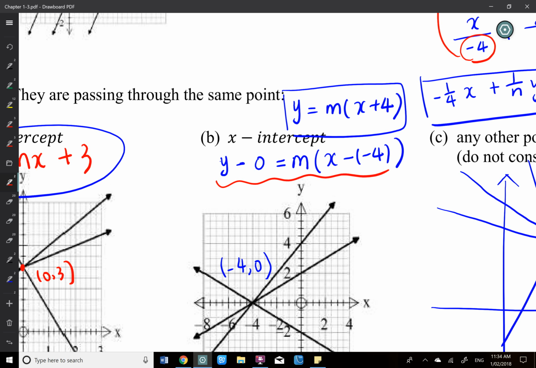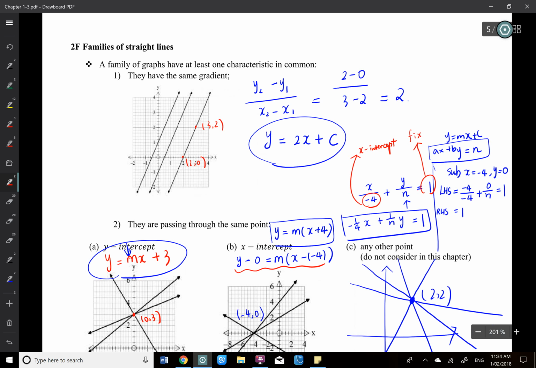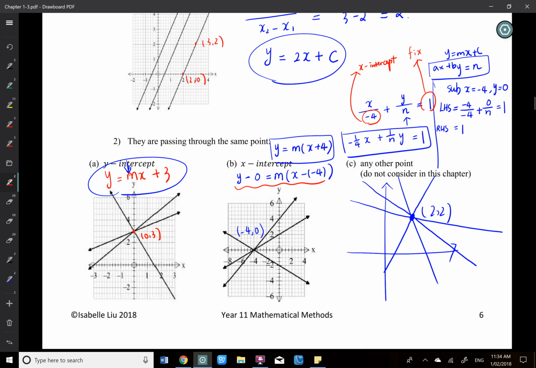So y minus y1 equals m times x minus x1. Basically, we talk about three families of functions. One is all parallel. One is passing through the y-intercept. Those two are very easy to write. And the third one is passing through the x-intercept. I'm introducing two ways to write it. One way is to use y minus y1 equals gradient times x minus x1. The other one is the book method: x over x-intercept plus y over n equals 1. You can memorize it if you want. Okay, those are the two ways to talk about it.